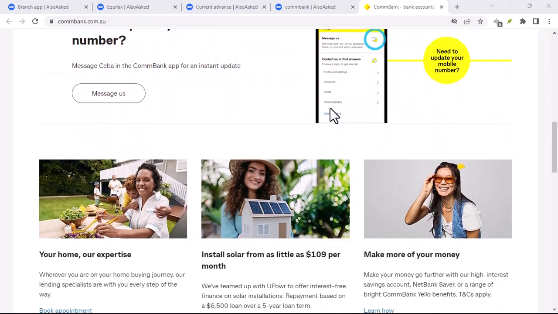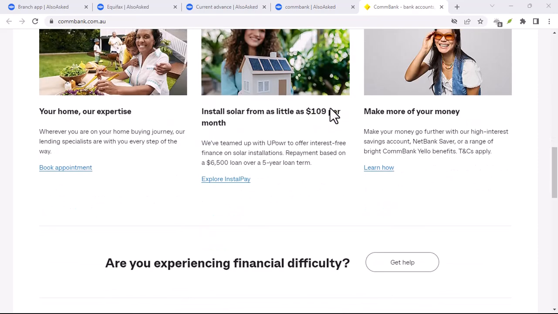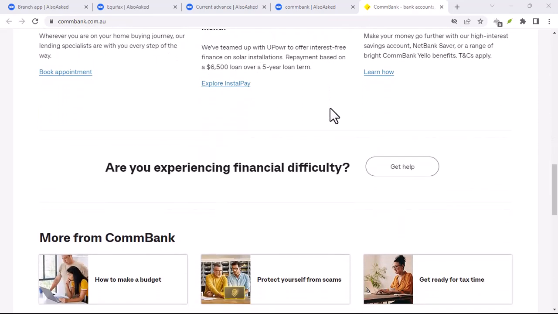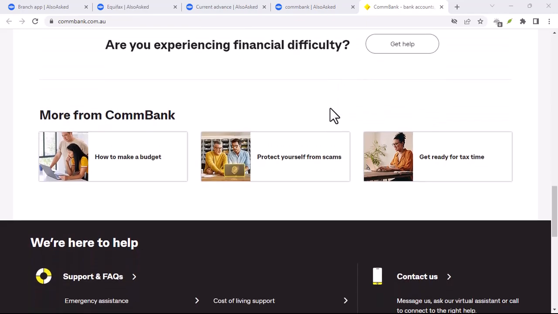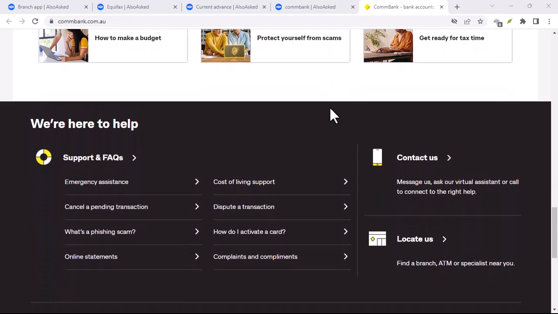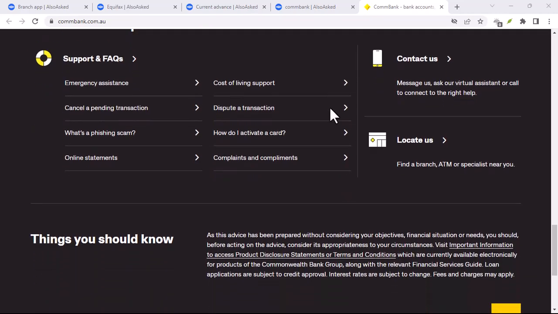By following these tips, you could significantly reduce the fees you pay on your Commbank account. Remember, it's important to understand your account terms and conditions and take proactive steps to avoid unnecessary charges.